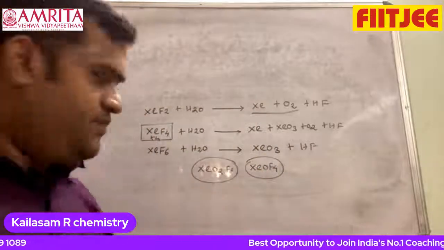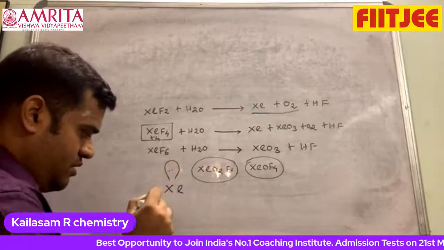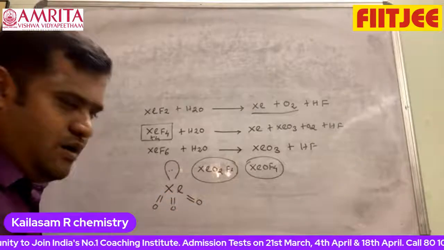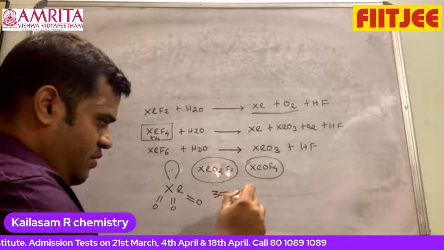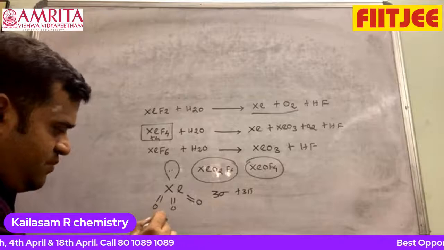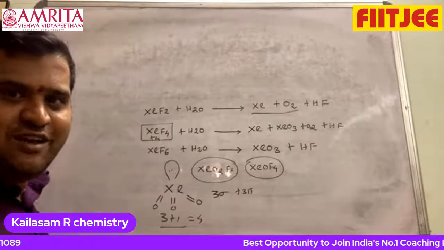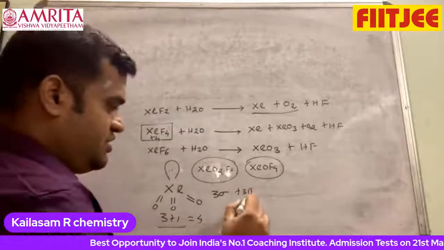In XeO3, look at this. What is its structure? Xe. Now we can say there are 3 sigma bonds and 3 pi bonds. The hybridization is sp3 because we can say 3 plus 1, 3 plus 1 means 4. 4 means sp3 hybridization. Therefore, all are p pi d pi bonds.